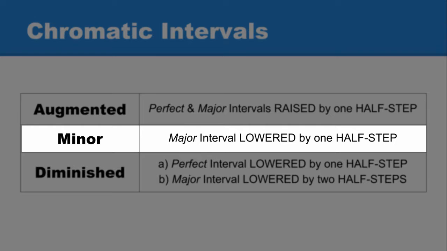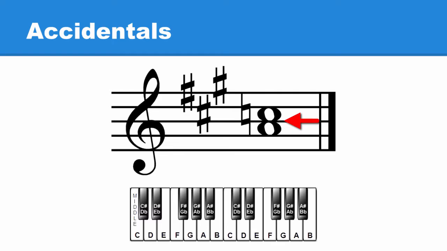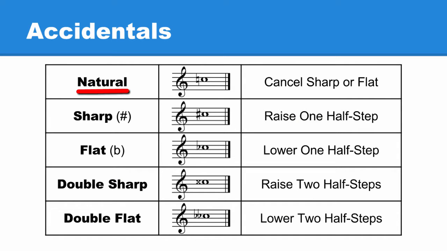Any major interval lowered by 1/2 step becomes a minor interval. A on the bottom with C natural on top is a major interval lowered by 1/2 step. The name of this interval is a minor third. That was an example of how the natural can lower a note by removing a sharp. Now let's look at an example of how the natural can raise a note by removing a flat.